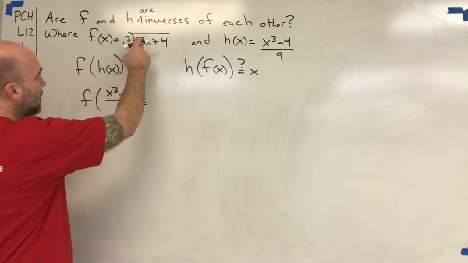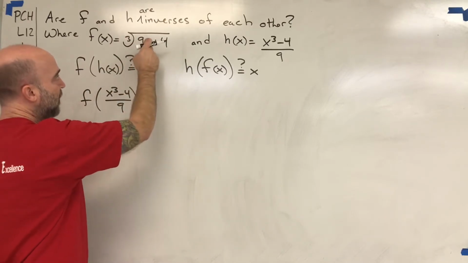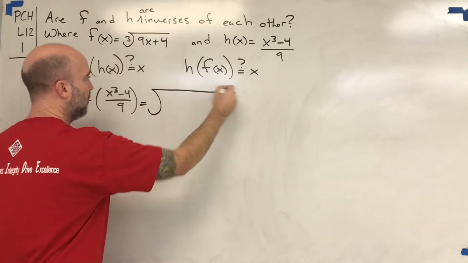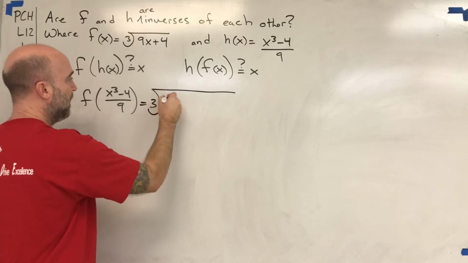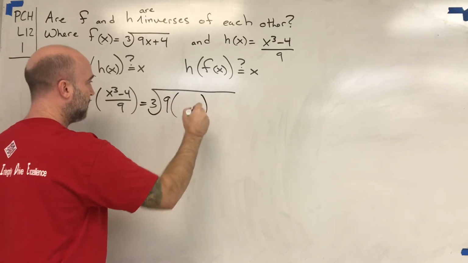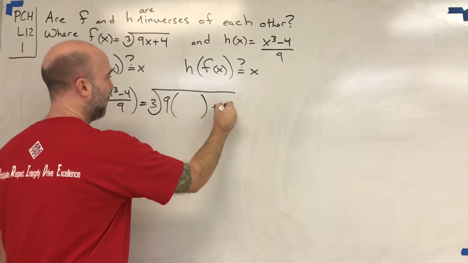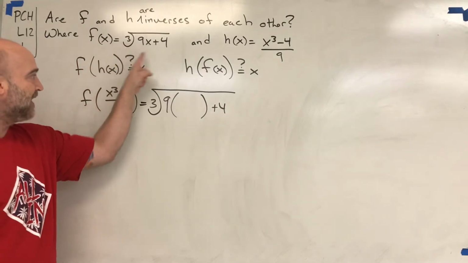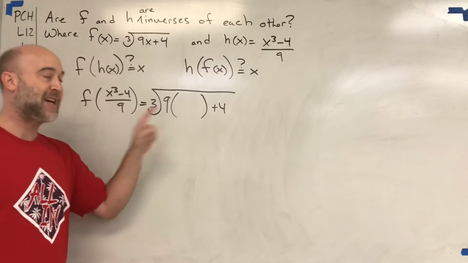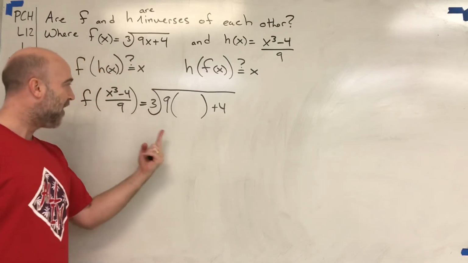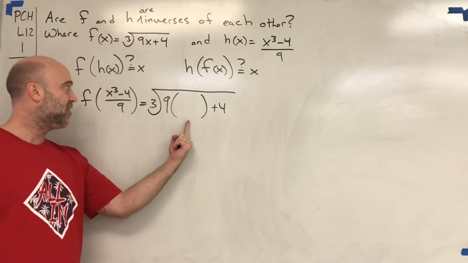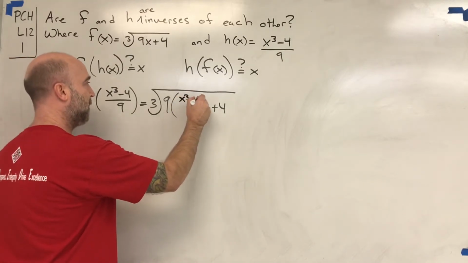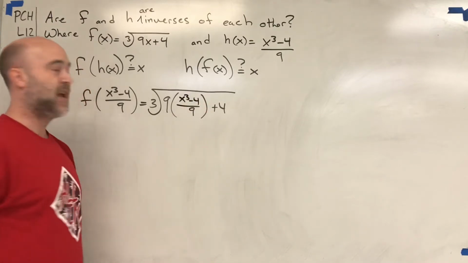The f function is this one right here. Wherever I see an x, I just put parentheses. So this is the cube root, nice and big, 9, there's my x, big parentheses, plus 4. So here's my skeleton. This is exactly the f function, but instead of x, I have parentheses. Now, I hope you can see how easy it is just to plug in that function. x cubed minus 4 over 9. And we're trying to simplify here.